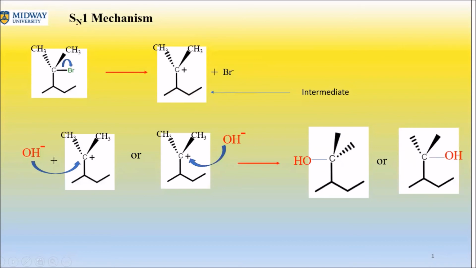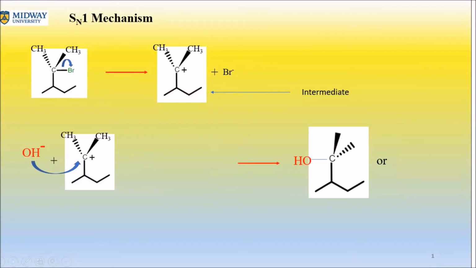which is called a same side attack, which could lead to retention of configuration. So when you have a carbocation, you have a 50% chance of inversion of configuration and a 50% chance of retention of configuration. If it attacks the opposite side from where the Br left, that's called a backside attack, and it leads to inversion of configuration.